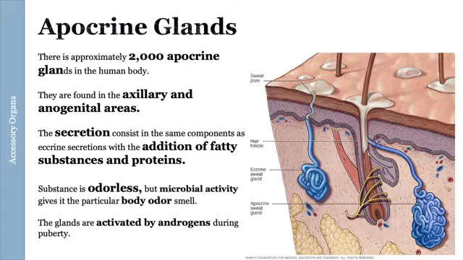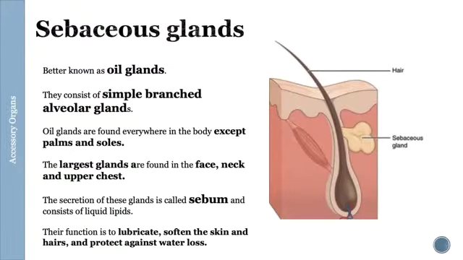So let's see other types of glands that we have, most of the time just associated with hair, and those are my sebaceous glands. Common name for these glands? I know them as oil glands. They consist of a simple branched alveolar gland, that is just basically the anatomy of this gland. Oil glands are found everywhere in the body with the exception of palms and soles.